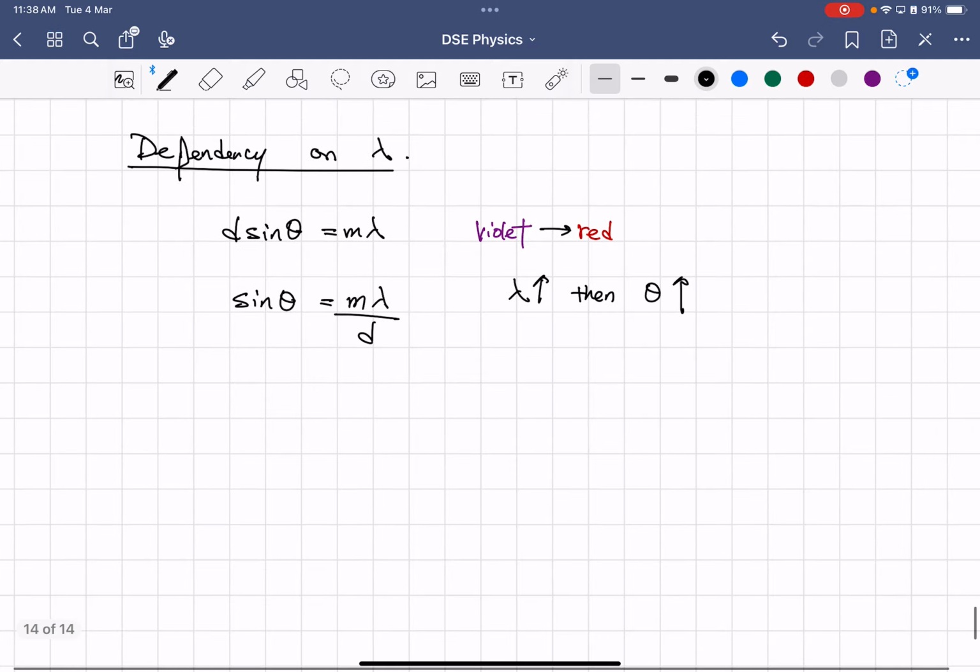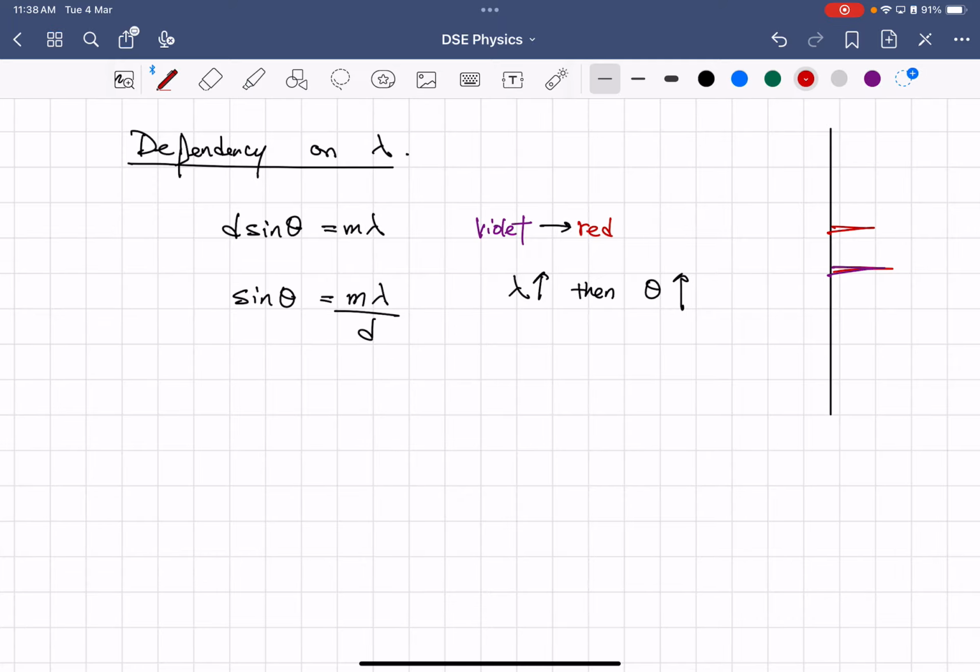So therefore, that's why on the screen, usually what you find is the center maybe has the colors all together. But in the first order maximum, you will have the violet with a smaller angle, while the red, sorry, the other way around. The purple should be closer to the center, while the red will be further away from the center. So this is the first order maximum. This is the first order maximum. This is the 0.